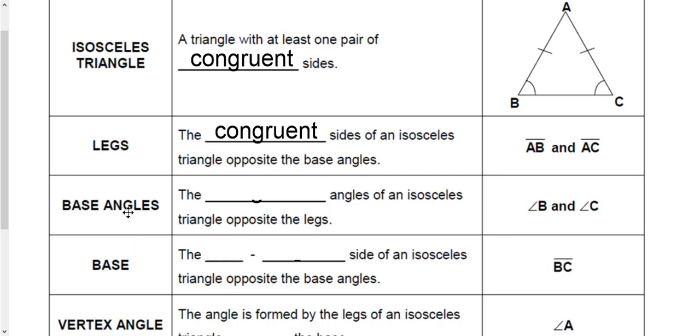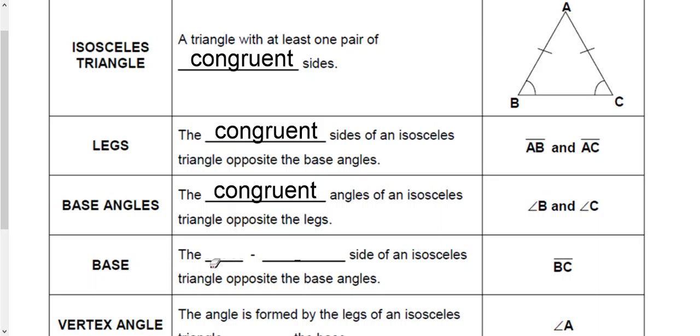The base angles, the congruent angles in this picture of an isosceles triangle, are opposite the legs. So the legs are these sides. If you go opposite, it's not these angles on the sides of the legs, but you're actually going across from it. Here's this leg side, and there is the angle opposite, and that's one of the base angles. And this leg opposite it is the other base angle. You'll be tested on these terms in a little bit.